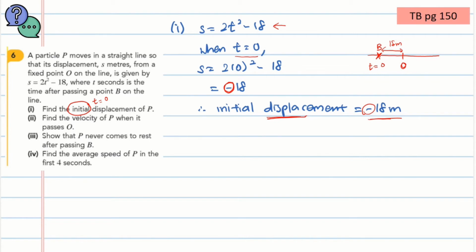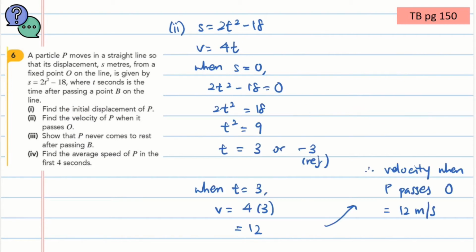Moving on to part 2, we want to find the velocity of P when it passes O. Since we have the displacement function, we do our differentiation to find the function for V. So differentiate over here. And in the question, we want to find out when it passes O, so passing through O. Let me just draw the diagram that we had earlier. O is here, B is here.